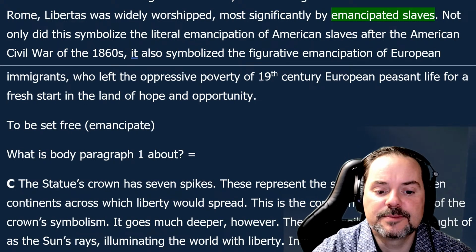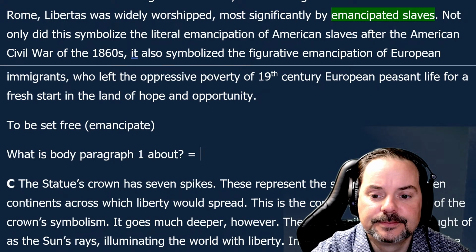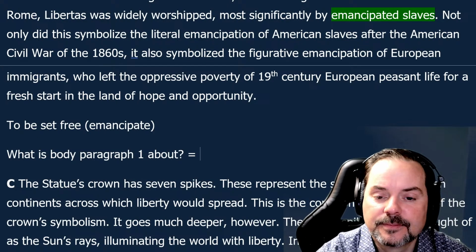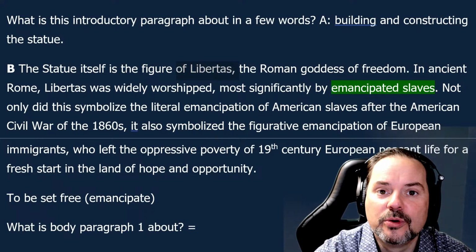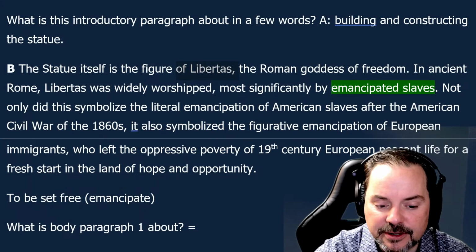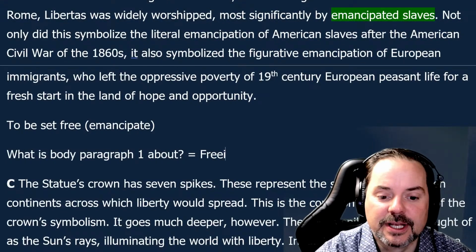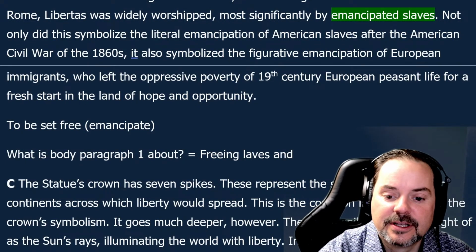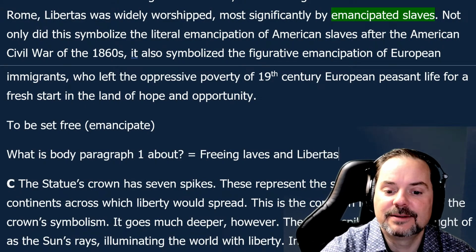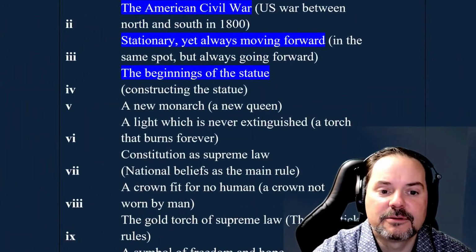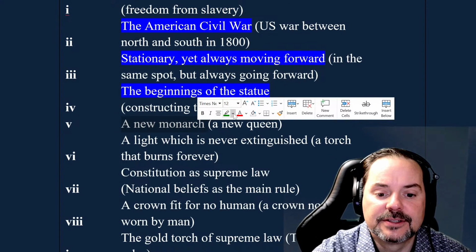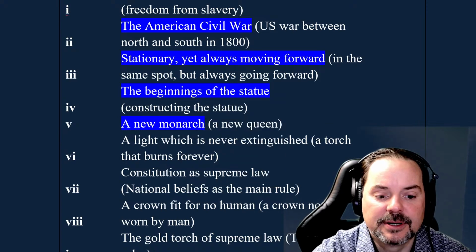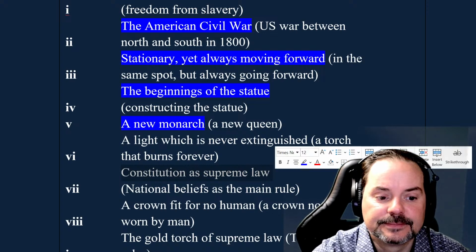Okay. So what is this paragraph about? It's about emancipation of slaves. Emancipated slaves. And Libertas, right? We now know who that female figure is. It's the Roman goddess of freedom, right? So freeing slaves and Libertas, right? Okay, so now pick for me the closest match that matches with that concept. Libertas, freeing slaves.